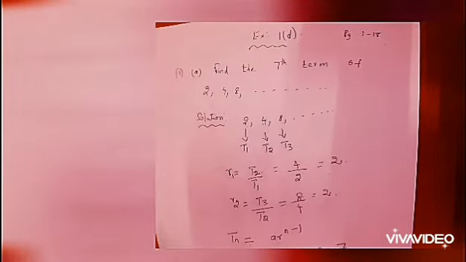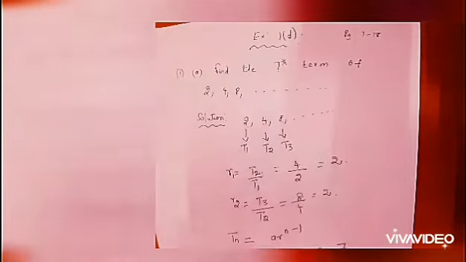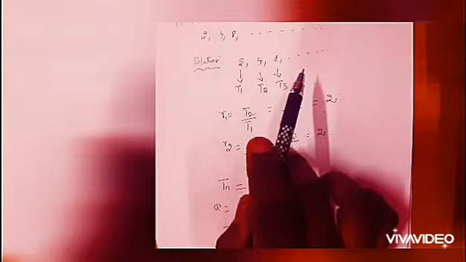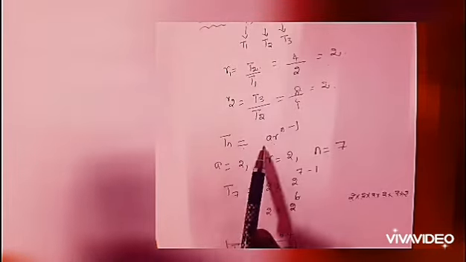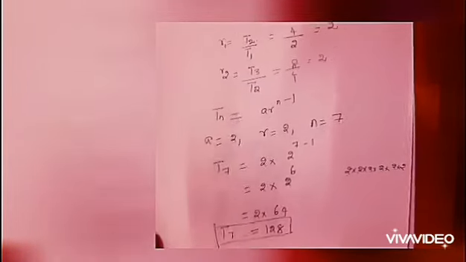Same like AP, but the formula is going to be different. You have to identify first whether the given sequence is AP or GP, and very important, understand the question. The question here is find the seventh term of the given sequence. The given sequence is GP because it has a common ratio 2. The formula to calculate GP is Tn is equal to A R to the power n minus 1. So A is 2, R is 2, n is 7. Substitute in the formula and we got the seventh term is 128.